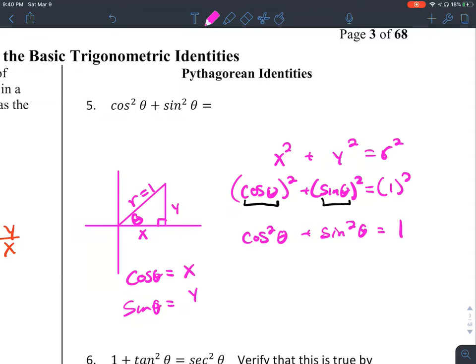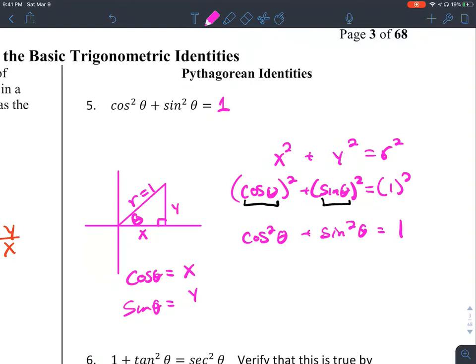So we read it as cosine squared of theta, but you do the operation cosine of theta, dramatic pause, and then you square it. Likewise, it's sine of theta squared, but you read it as sine squared of theta. So that means this first Pythagorean identity is cosine squared of theta plus sine squared of theta is 1.